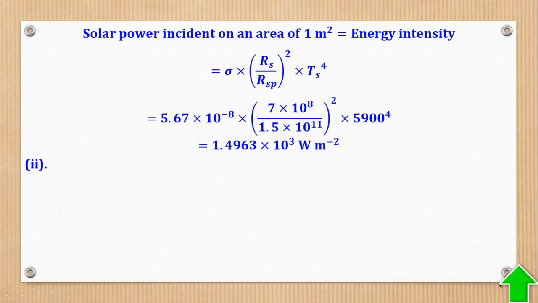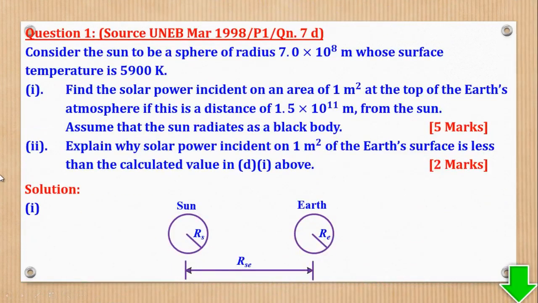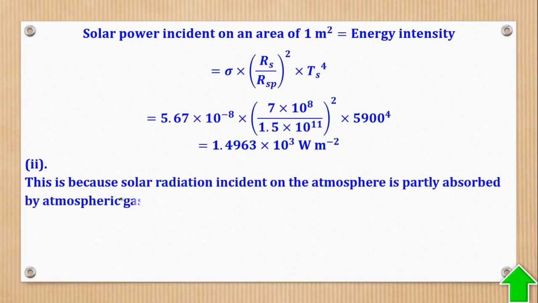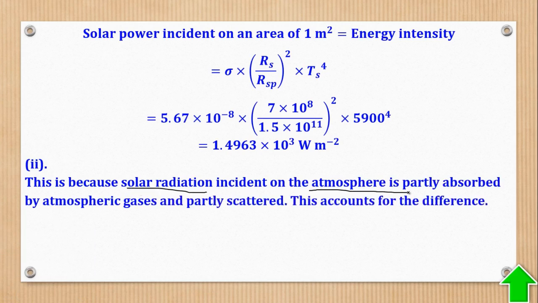Then for Roman 2, they want you to explain why solar power incident on 1 meter squared of the Earth's surface is less than the one calculated. So you have calculated this as the solar power, but the actual one is less. Why is it so? It is because solar radiation incident on the atmosphere is partly absorbed by the atmospheric gases and partly scattered. This accounts for the difference. So some of it is partly scattered, therefore it will be less.